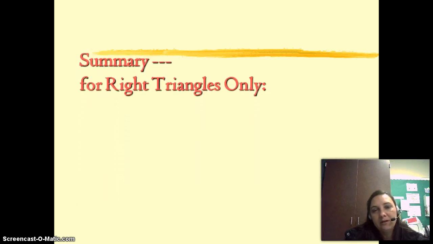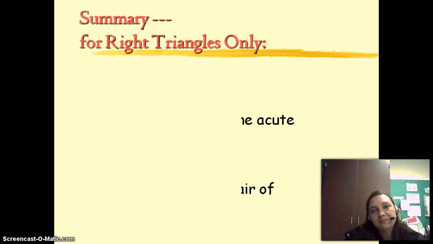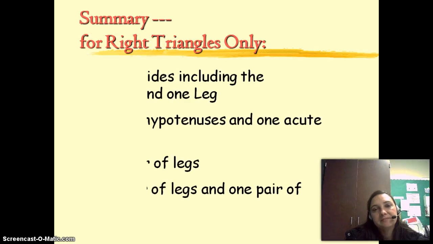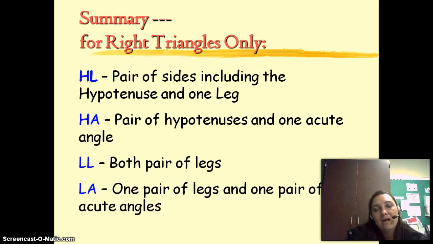And then we have our right triangles. We have the hypotenuse leg, in which we have a pair of sides including the hypotenuse and one of the legs. Hypotenuse angle, which is a pair of hypotenuses and one acute angle. Both pair of legs for leg, leg. And leg angle, one pair of legs and one pair of acute angles.